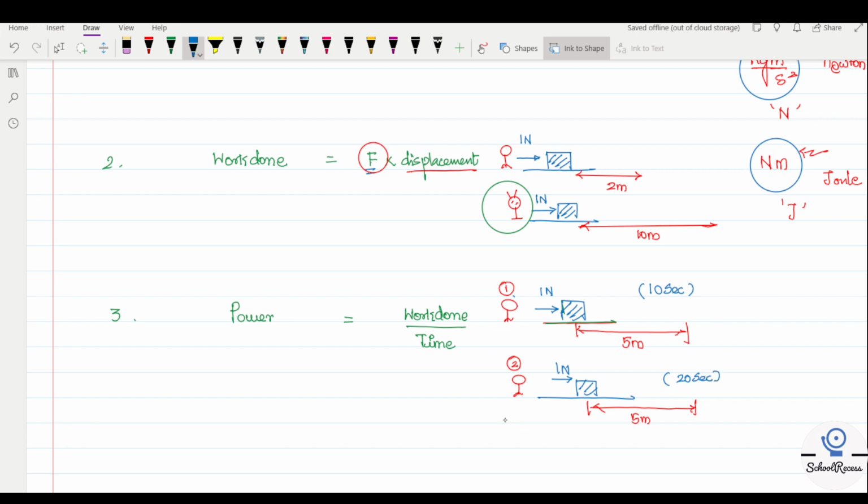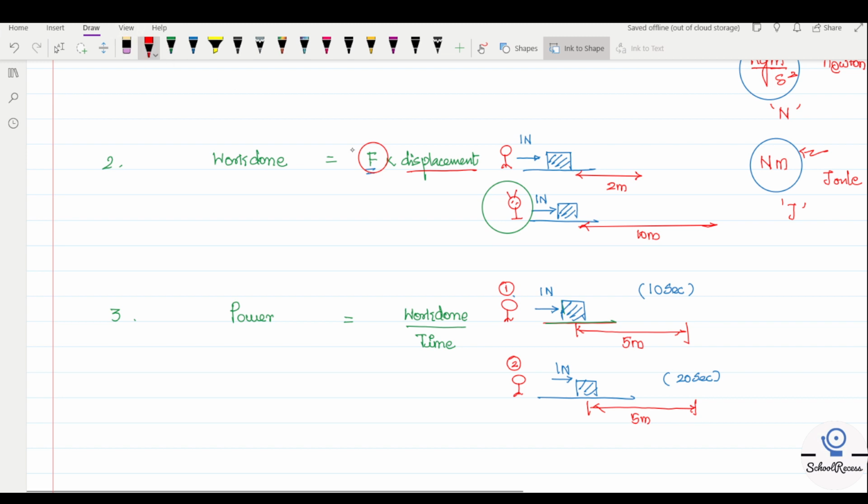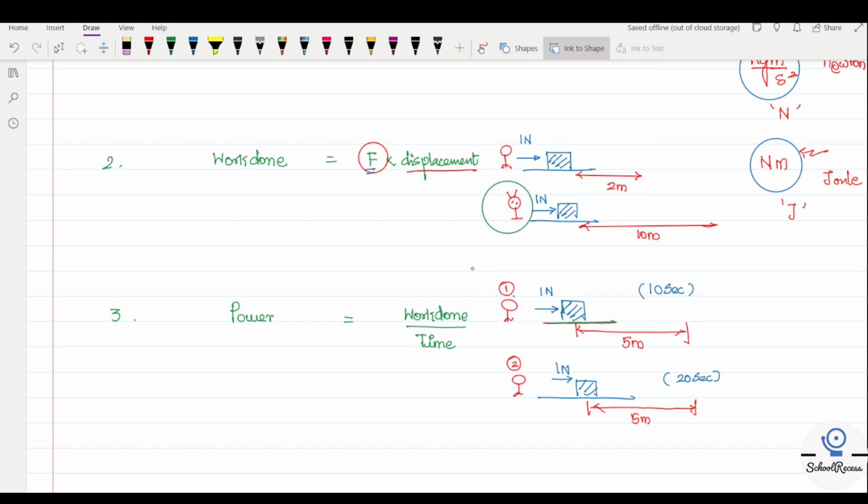Who has more power? In that case, the person who has done the work within the smaller amount of time. That means he has taken only 10 seconds to complete this part of work. So he is having more amount of power. So person 1 is having more power. So what does this signify? This signifies that as the time increases, the power decreases. Assume the work done to be constant.